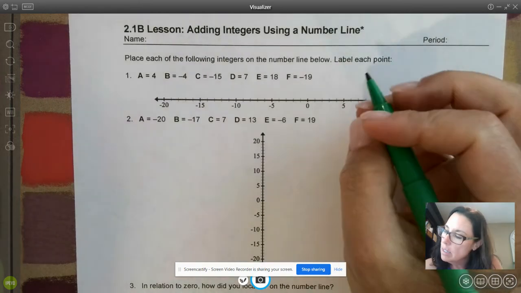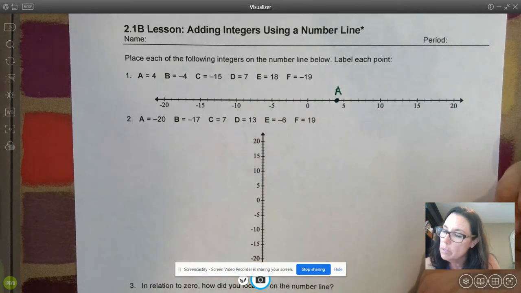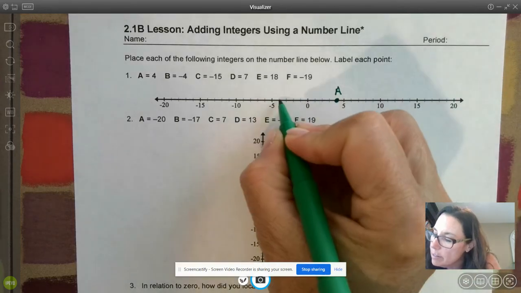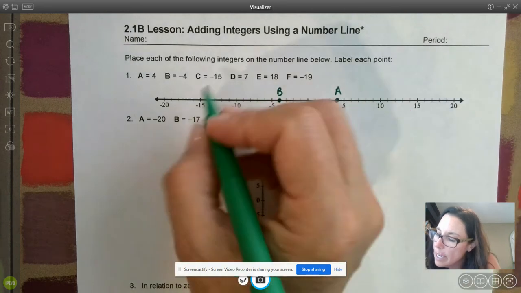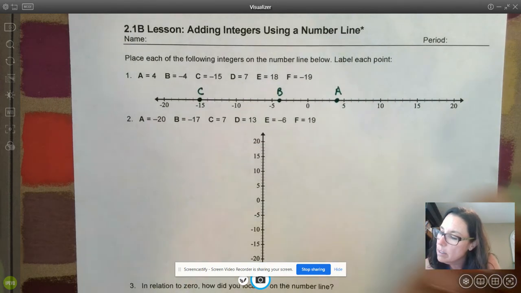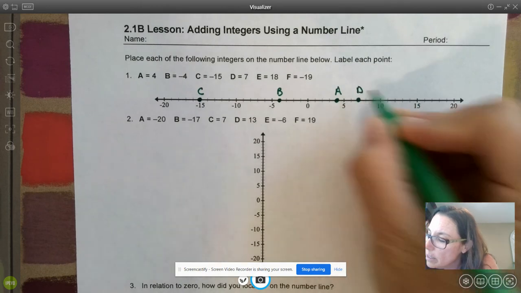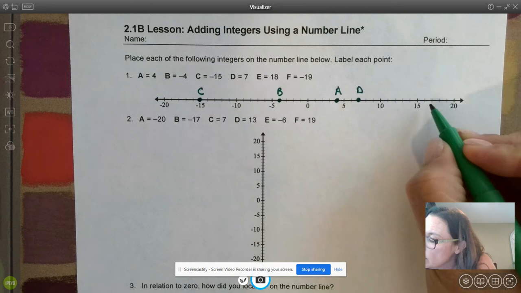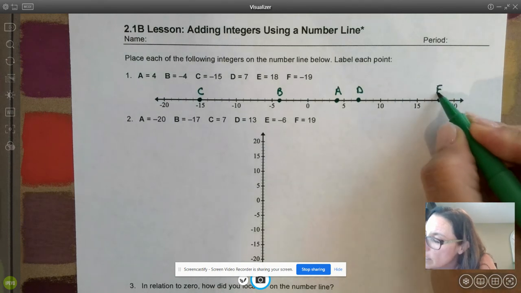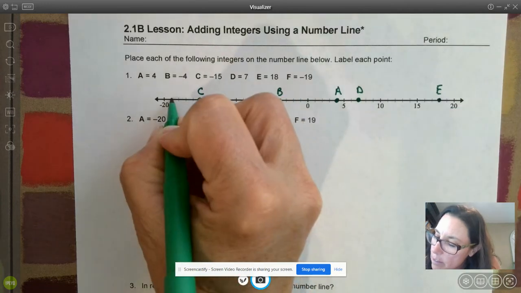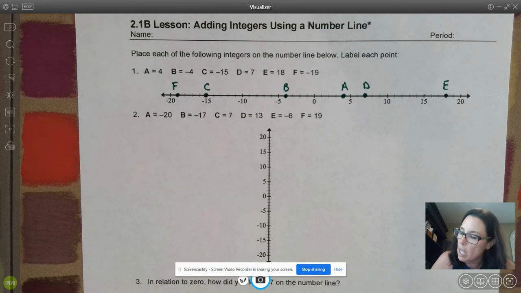Okay, so placing 4 on a number line and labeling it A would be there. -4 would be here. -15 would be here. 7 would be here. 18 is down here. And -19 is right down here. Okay, so I just place those on the number line.